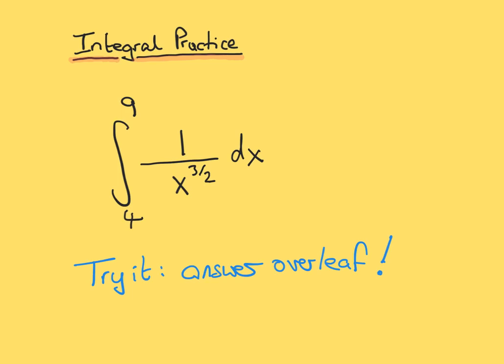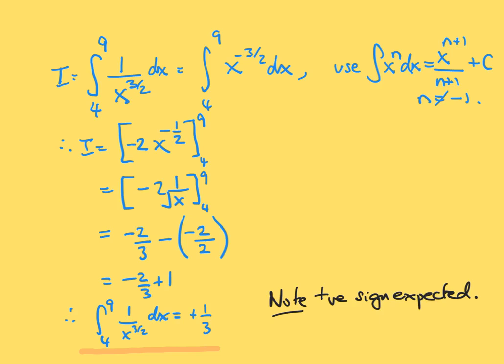Okay, welcome back. Let's look at the answer. So, welcome back, and what I've done here is I've written out the answer. So, here is our integral, and 1 over x to the 3 halves means x to the minus 3 halves, and that means that we can use this integration formula, probably the first one anybody learns when they meet integration.